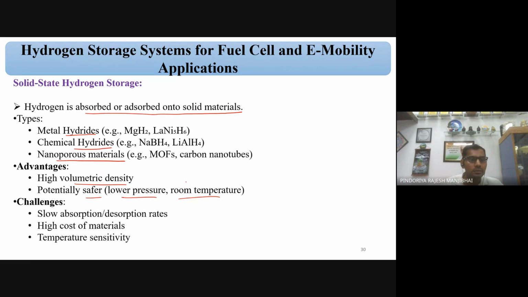But challenges: slow absorption and desorption rate, high cost of material because the cost is very high for this material, and temperature sensitive. So suppose the temperature changes by 1 degree centigrade, we will get less efficiency depending on the material. Okay, so these are the three forms in which we can store hydrogen and utilize it for the fuel cell.